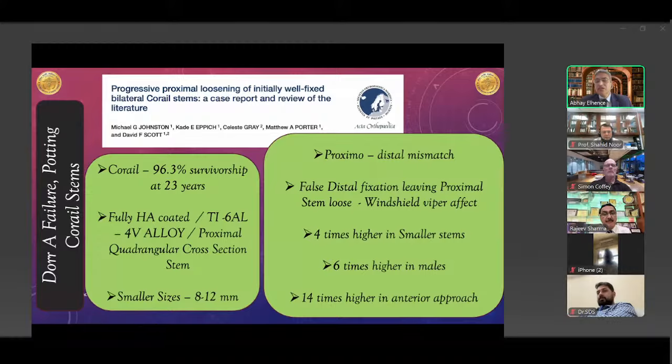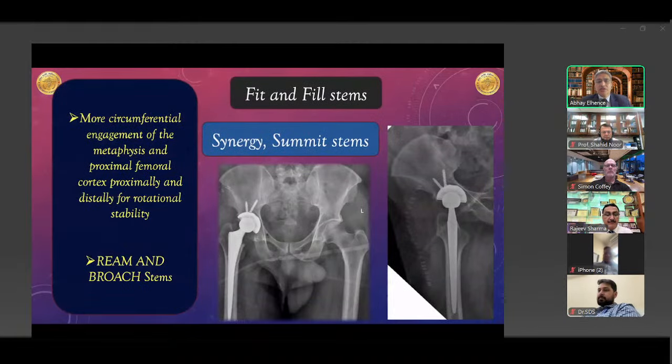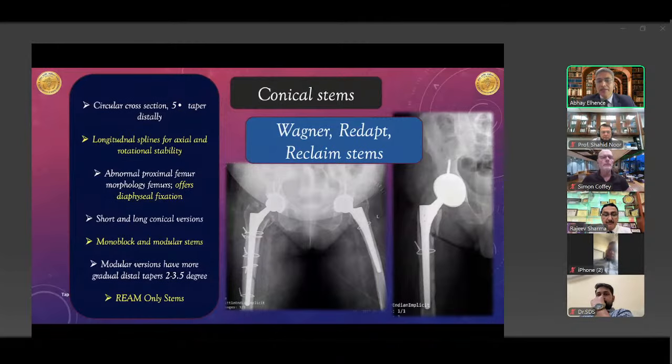And therein you have subsidence of these stems and early loosening and the need for revision. The next on the business card is the fit and fill stems. So you have Synergy and Summit stems, which are more circumferential engagement of the metaphysis and proximal femoral cortex. These are ream and broach stems. And then the conical stems, which have 5-degree taper distally.